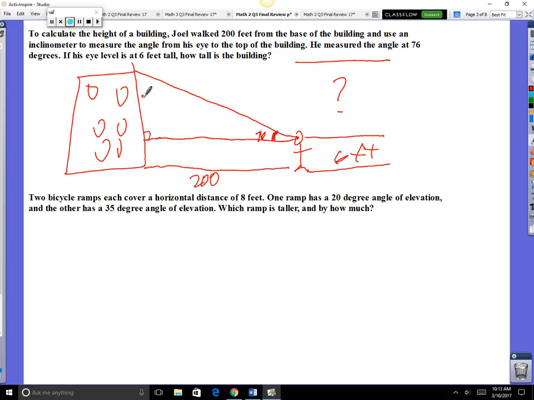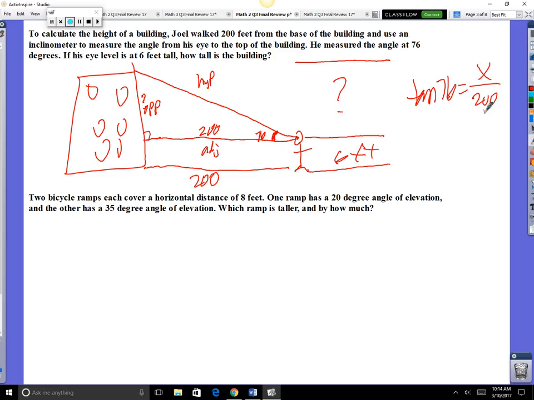So we need this piece. Your triangle, the base from there to his eye, is still 200. So the trig we're going to use is tangent. If we mark it from that 76, this piece is the opposite, this piece is the hypotenuse, this piece is the adjacent. So I'm going to do tangent of 76 equals opposite over adjacent. Times by 200 on both sides.